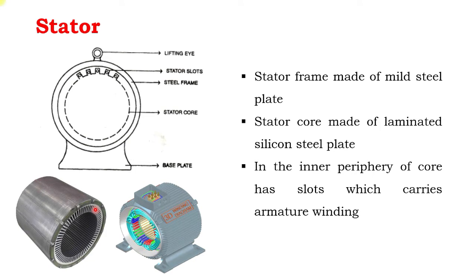Then the inner periphery of the stator frame has a number of slots. Here we can see these are the various slots. These slots will carry the armature winding. Here you can very clearly observe the stator frame, stator core, and slots carrying a number of conductors, which we call armature conductors. So the question is, what is meant by winding? The winding is a number of conductors arranged in a particular form.